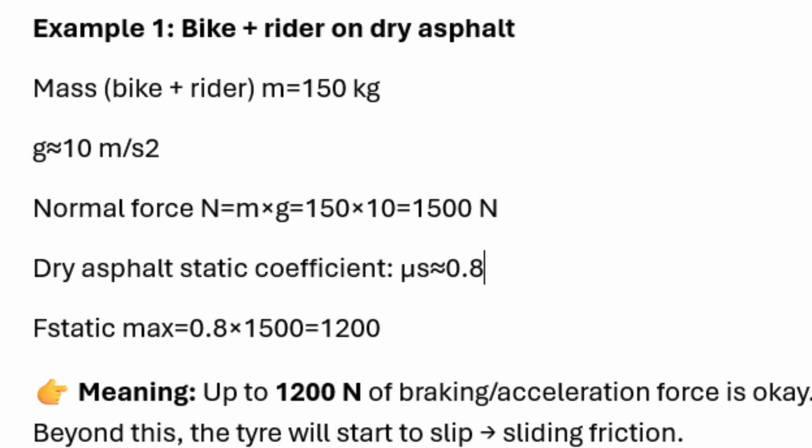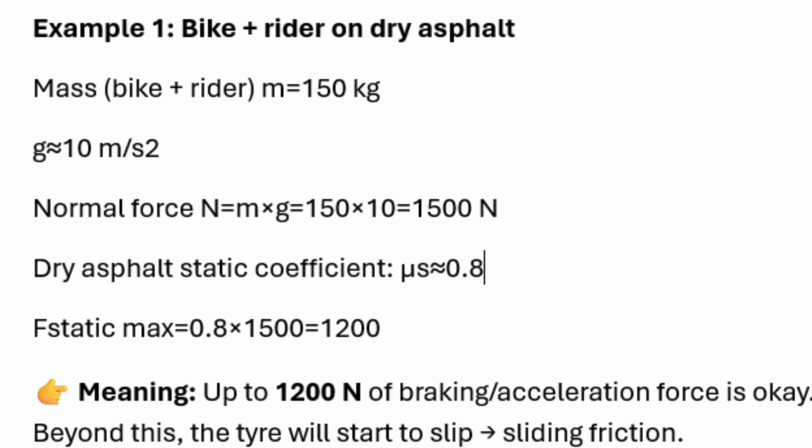Now let's take an example. Let's say I'm taking a driver with a bike of 150 kg. I'm converting this 150 kg into Newtons in order to find the normal reaction acting on my tire with respect to the surface. Converting it into Newtons, I get around 1500 Newtons, because I'm roughly taking the g value as 10 meters per second squared.